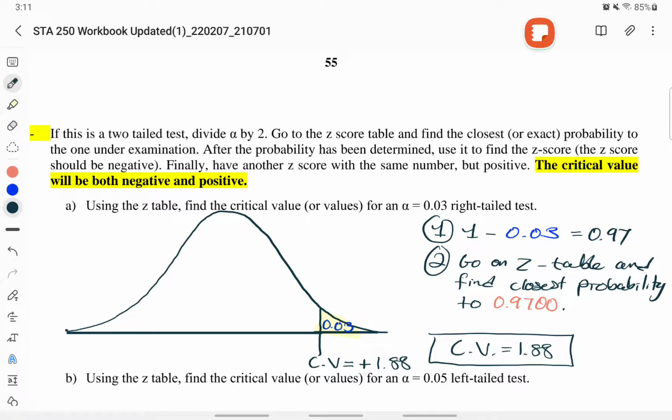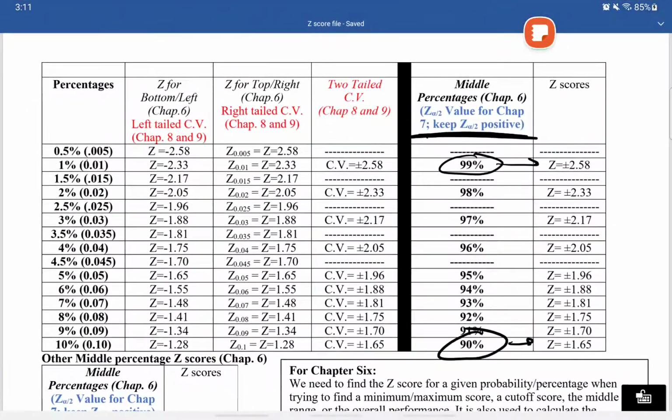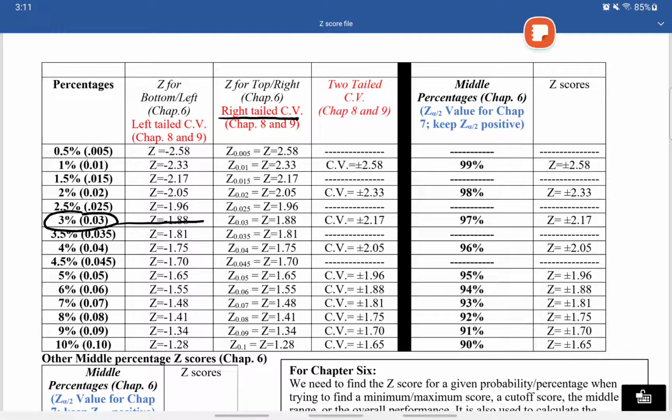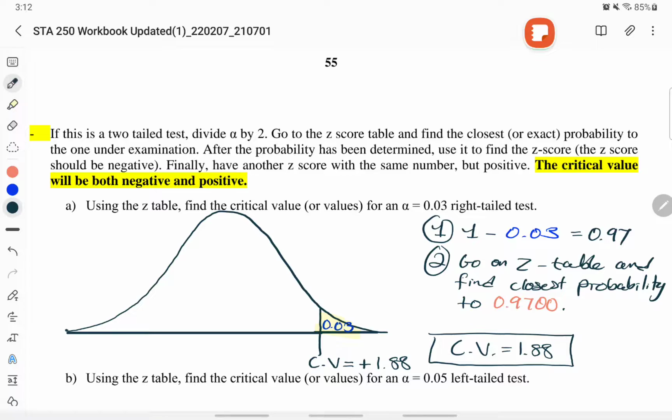Now, the easier way to do it is to go into the z-score file, the Word document that is right here. This is a right tail test. So you see right tail critical value, and the alpha is 0.03, which is right here. Right tail 0.03, the critical value will be 1.88, which is the answer that we got right here. So that's your answer.